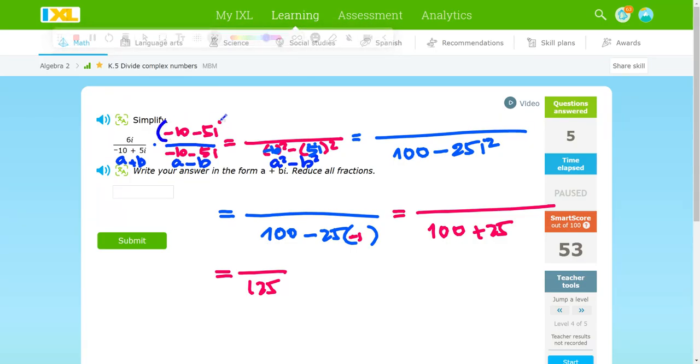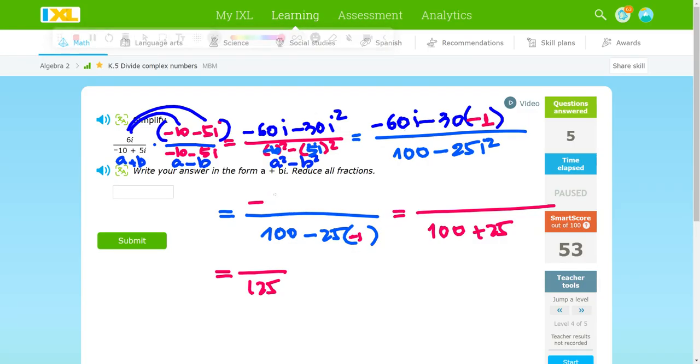Let's multiply them out. 6i times negative 10 becomes negative 60i. 6i times negative 5i becomes negative 30i squared. So negative 60i subtract 30 i squared, and I substitute negative 1 for i squared. Now on top I have negative 60i, subtract 30 times negative 1, which becomes plus 30. So now negative 60i plus 30.